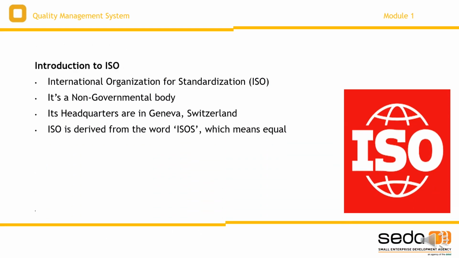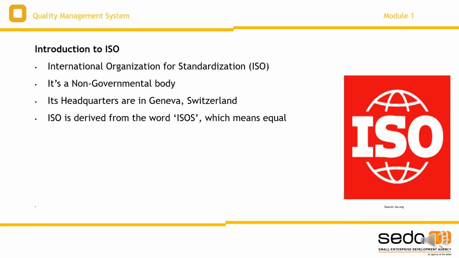Now, let's discuss the brief background about ISO. Where is it based? What does it stand for? When was it formed? ISO stands for International Organization for Standardization. It is a non-governmental body and it is based in Geneva, Switzerland. That is where the headquarters are.